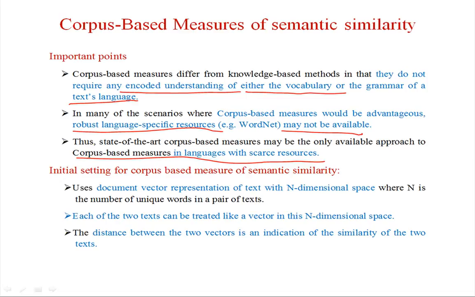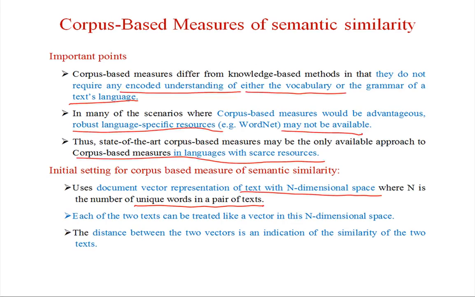Initial setting for corpus-based measures of semantic similarity. It uses the document vector representation of text in n-dimensional space, where n is the number of unique words in the pair of texts. Each of the two texts can be treated like a vector in this n-dimensional space. The distance between two vectors is an indication of the similarity of the two texts.